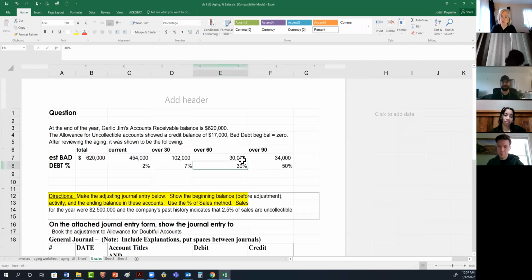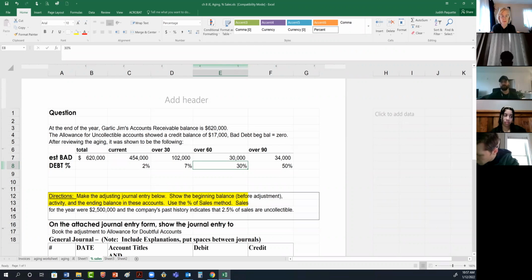Okay. So we're on page 22. On page 21, remember we were doing the allowance method, where accounts receivable is one asset account. Allowance for doubtful accounts is a second asset account, but it is a contra asset.